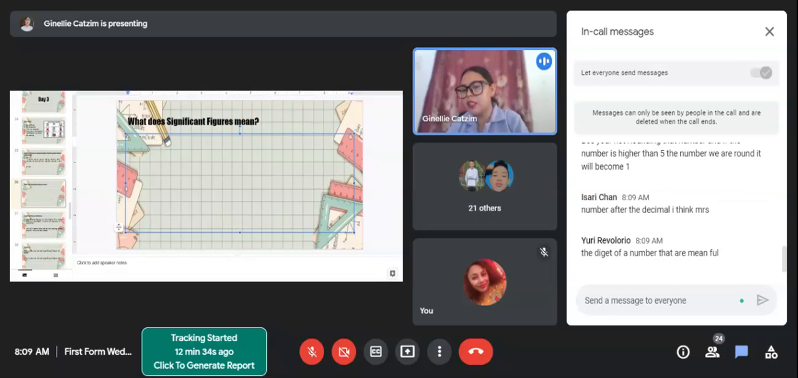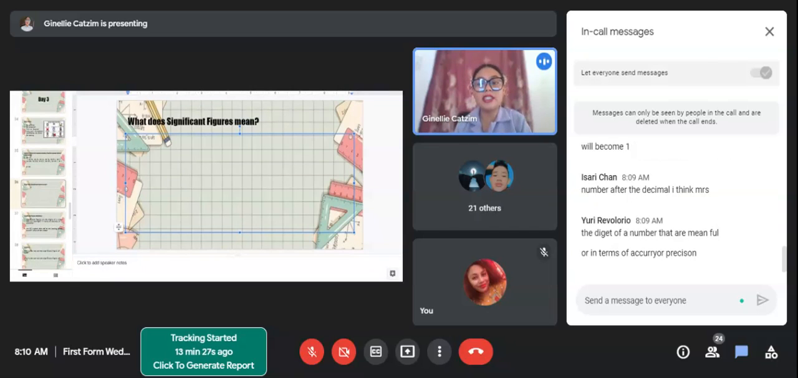Harry thinks it is the digits of a number that are meaningful. Cheers, Yuri, good. Anyone wants to give it a try? What do you think significant or significant figures mean? You can start by defining significant. What is significant for you? What do you think about when you hear significant? That's a difficult question for you. Yes, okay. Your colleague Yuri got this right.